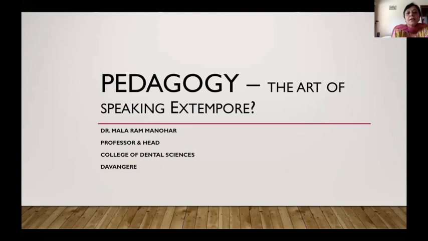And the topic that I was assigned is Pedagogy, the Art of Speaking Extempore. Now, during the course of my presentation, I would be very happy if even the faculty members who are there would take note of my presentation, because there's a lot of ambiguity about this particular section of our examination. So we always tell our PGs to speak extempore. So by the end of the presentation, I hope I will clear some of the myths regarding pedagogy.